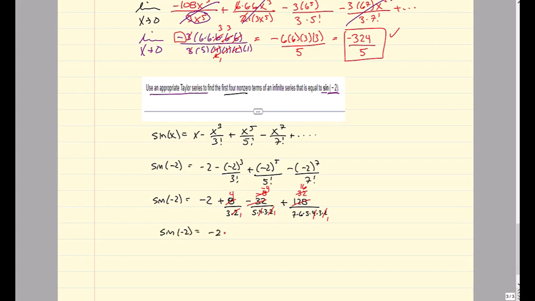So it would be a -2 plus 4/3 minus 4 over 15 plus 16 over, let's see what we have here, 6 times 5 is 30. 30 times 3 is 90. 90 times 7, 9 times 7 is 63.